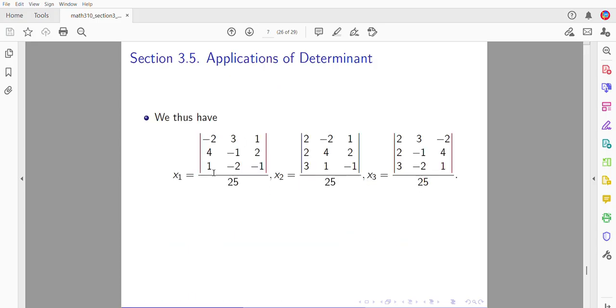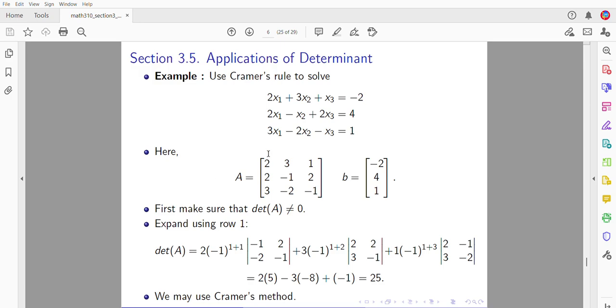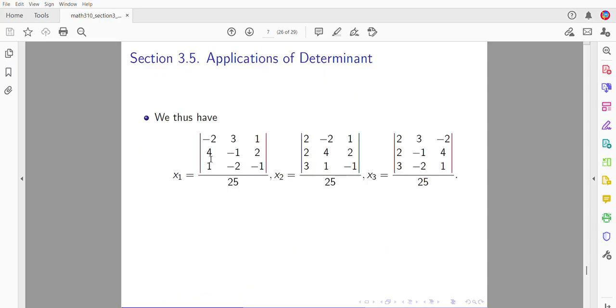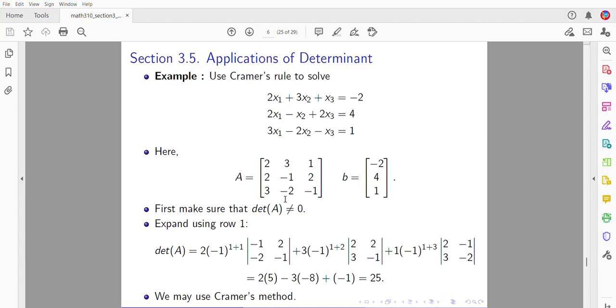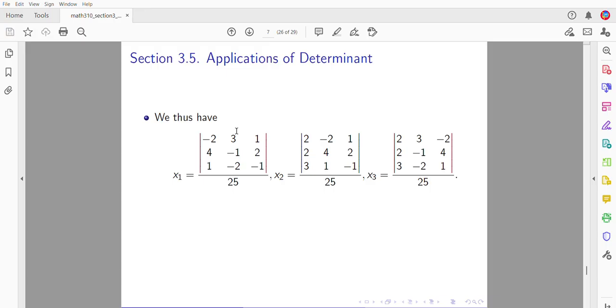First column has been replaced by the B column. Negative 4, 1 should sit here. Negative 4, 1. Everything else is the same. Okay, check again. 3, negative 1, negative 2, 1, 2, negative 1. So what changed? The first column became B. For X2, the second column became B, negative 2, 4, 1. For X3, the third column became B.